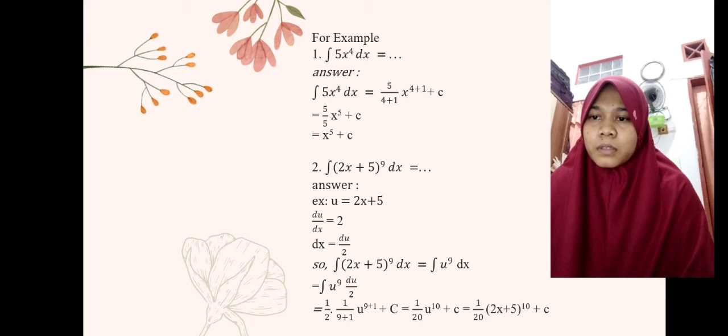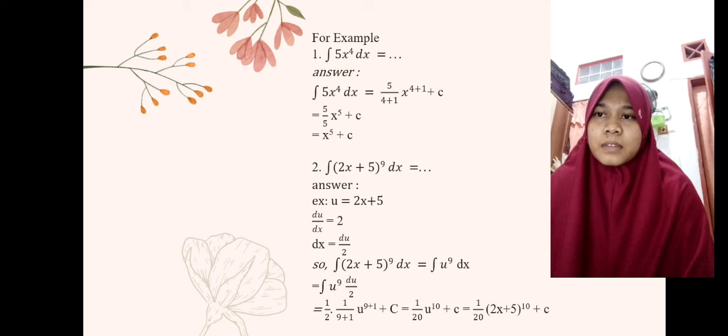equals 1 over 20 multiplied by u to the power of 10 plus c, equals 1 over 20 multiplied by (2x plus 5) to the power of 10 plus c. Thank you for your attention.